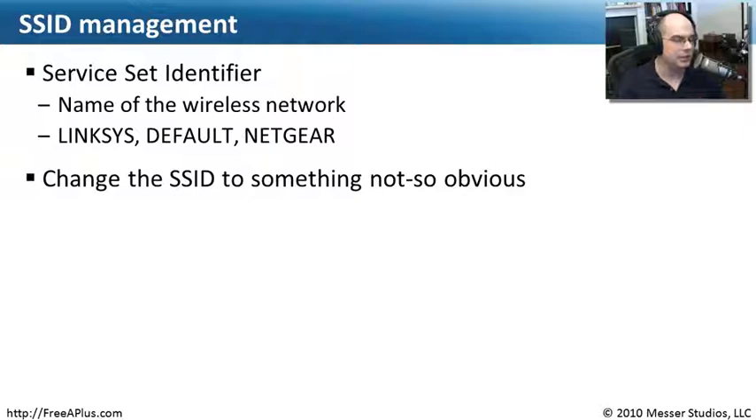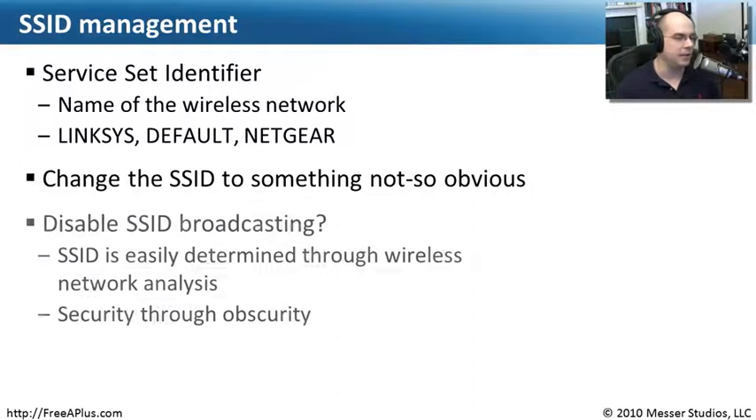Ideally, you would set this to something that maybe isn't quite so obvious. Don't set it to your name. Don't set it to the address. Don't try to make it so that people could see that name and know that it's in a certain house or in a certain office. It should be something relatively generic or something that doesn't obviously point out the exact location of that access point.